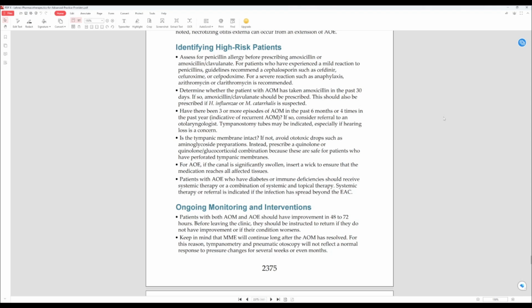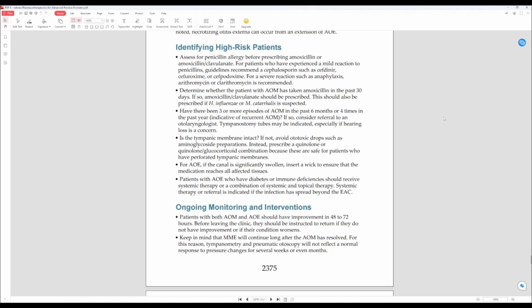This should also be done if H. influenzae or M. catarrhalis is suspected. Other considerations: have there been 3 or more episodes of AOM in the past 6 months or 4 in the past year? If so, consider referral to an otolaryngologist. Tympanostomy tubes may be indicated, especially if hearing loss is a concern.